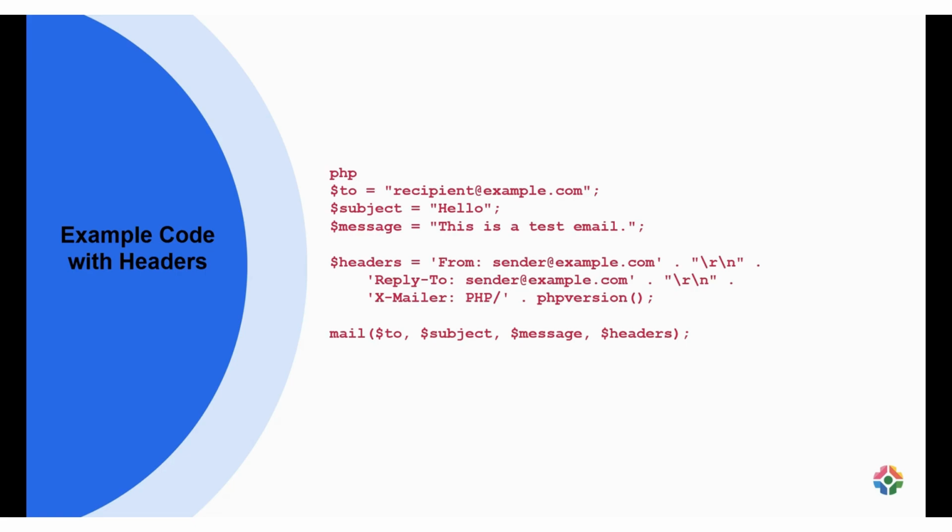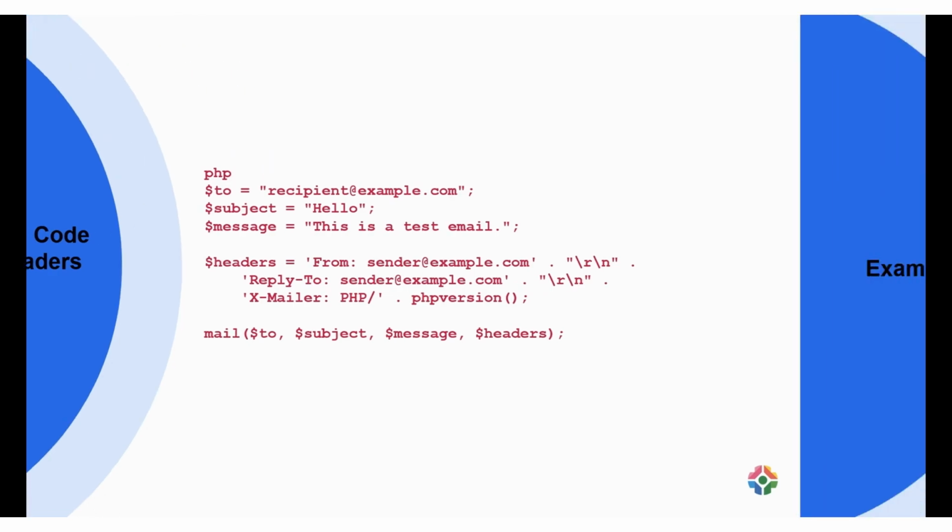Do note that using the mail function directly in production may not be recommended due to security concerns and limitations. It is advisable to use third-party libraries like PHPMailer or services like SendGrid for better email functionality and security.